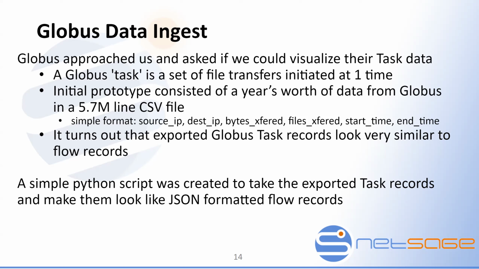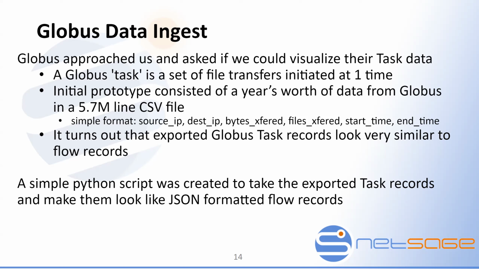So with Globus, they approached us and said, we've seen what NetSage can do, we've been at a couple different conferences, what would it look like if we gave you some Globus data to play with and see if you could visualize that instead? They gave us about a year's worth of data, from June of 2022 to June of 2023 or so. It was one big 5.7 million line CSV file. When we looked at the format, source, dest, bytes, files transferred, start time, end time, we thought, this looks a lot like a flow record.